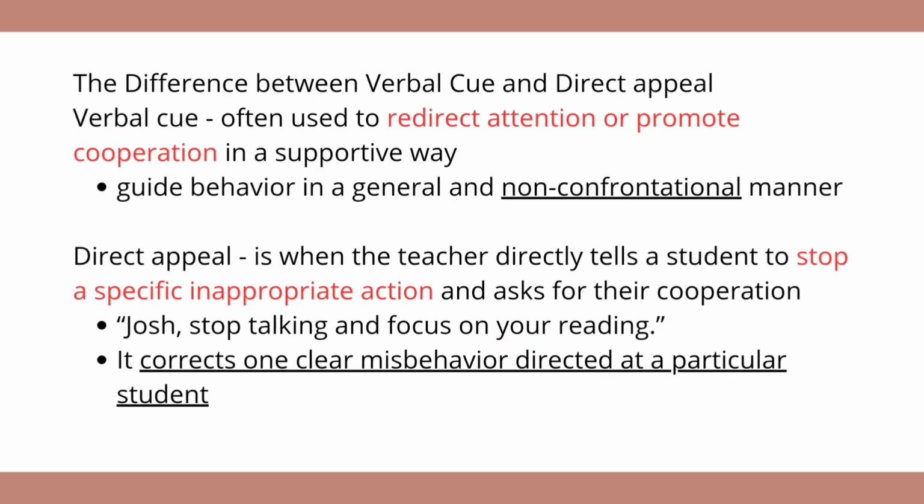The difference between a verbal cue and direct appeal. A verbal cue is a gentle, instructional reminder that guides student behavior without directly calling out a specific misbehavior, often used to redirect attention or promote cooperation in a supportive way. In summary, the verbal cues guide behavior in a general and non-confrontational manner. Direct appeal, on the other hand, is when the teacher directly tells a student to stop a specific inappropriate action and asks for their cooperation, such as saying, "Josh, stop talking and focus on your reading." Direct appeal corrects one clear misbehavior directed at a particular student.